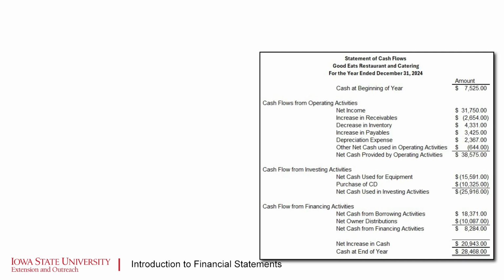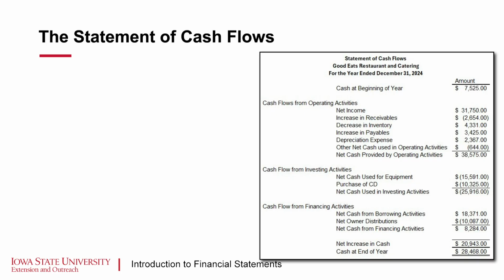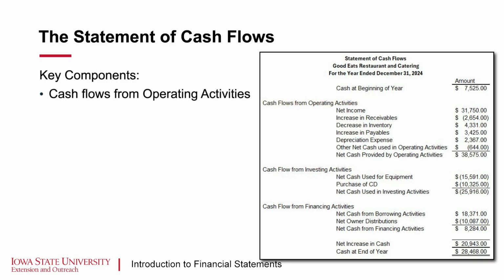The next statement we will review is the statement of cash flows, which details company cash inflows and outflows, highlighting how cash is generated and how it is used in 3 different sections. The first section lists cash flows from operating activities, which are the core activities that a business performs to earn revenue. The second section includes cash flows from investing activities, which are activities that involve the purchase or sale of long-term assets and other investments.